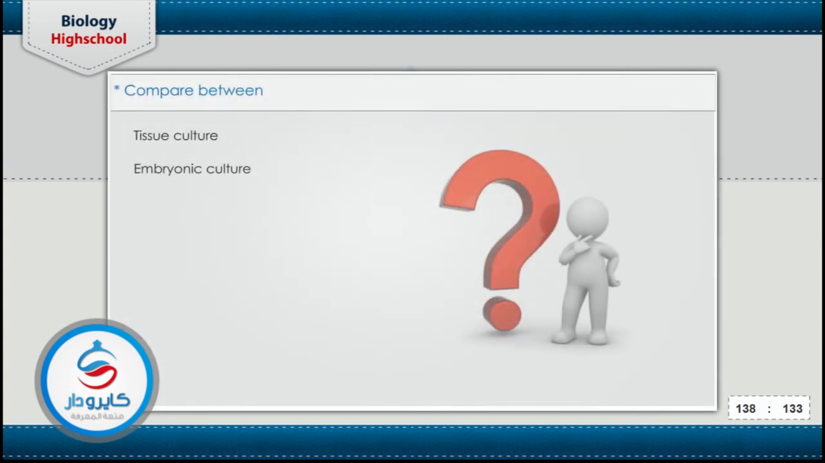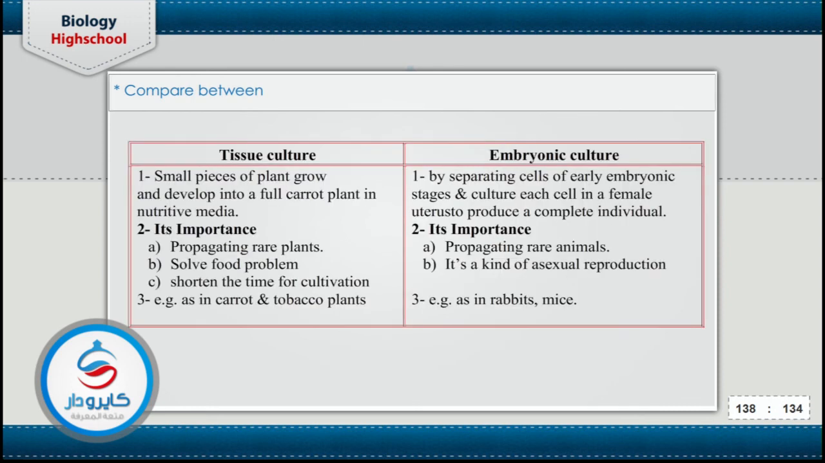The next question. Compare between tissue culture and embryonic culture. الحقيقه كم كبير جدا من الاسئله بنراجع بيها الجزء بتاع reproduction. الريبرودكشن كبير وكتير وفي ديتيلز شويه بتحتاج ريفيجن كتير. Tissue culture and embryonic culture.